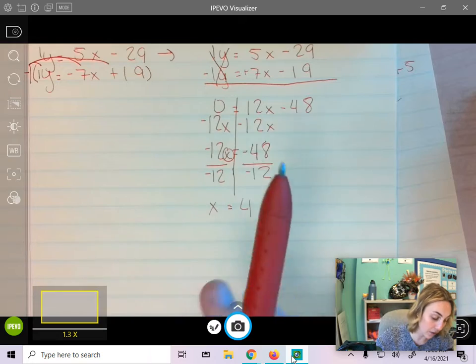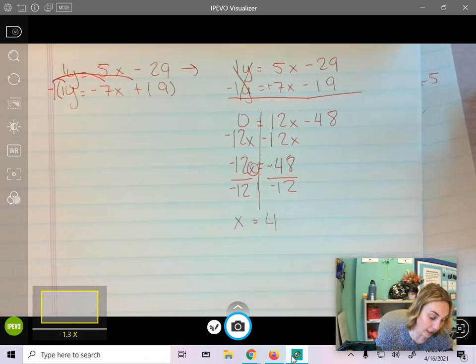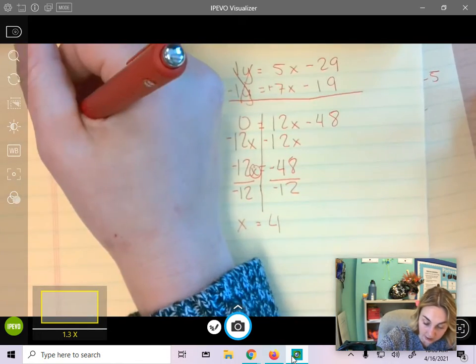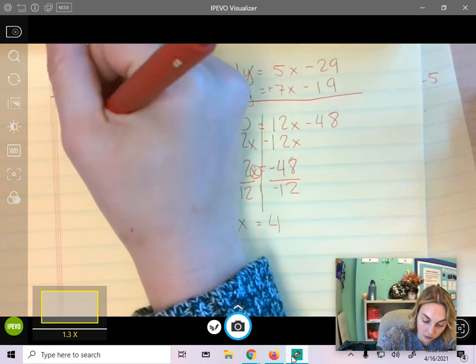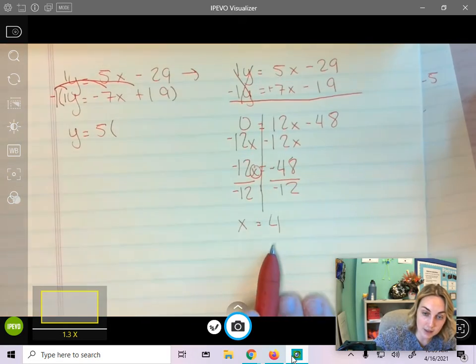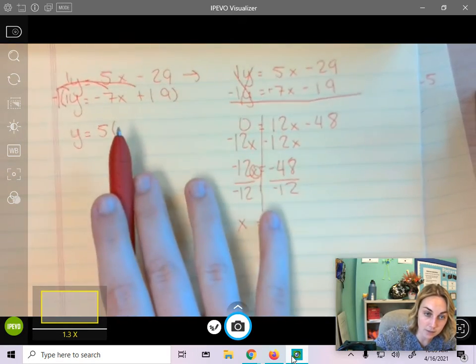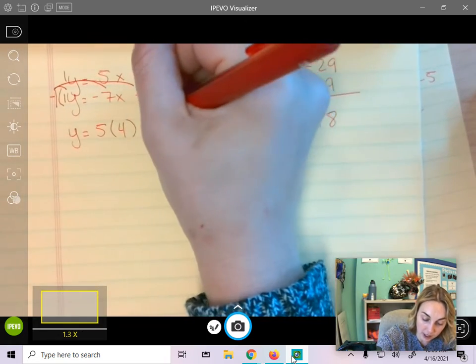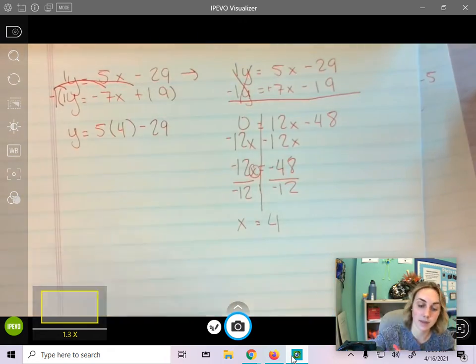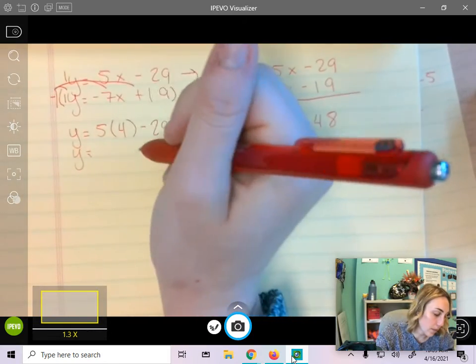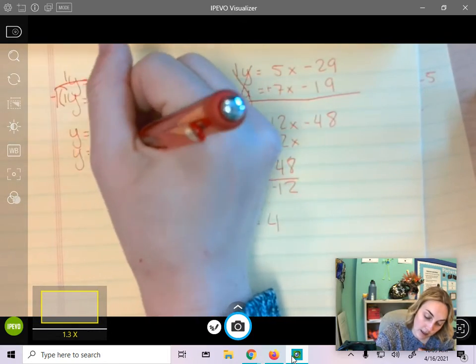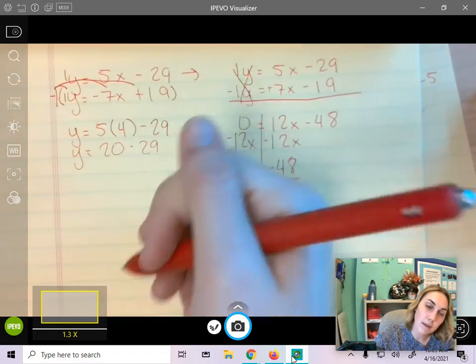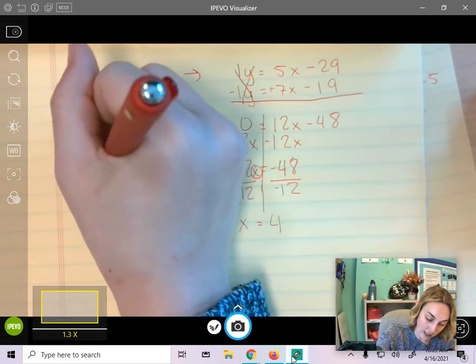I'm going to choose the first one because that's just the trend I'm doing. So y is going to be equal to 5. I'm going to substitute my x value in now. 5 multiplied by 4, and then subtract that by 29. All right. 5 multiplied by 4 is going to give me 20. And then minus 29. 20 minus 29 is going to give me -9.